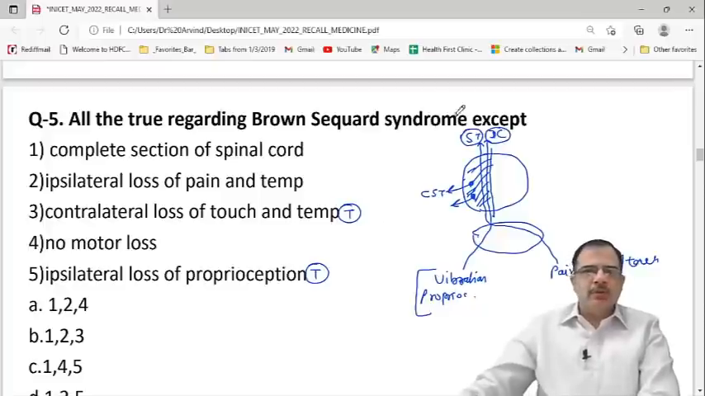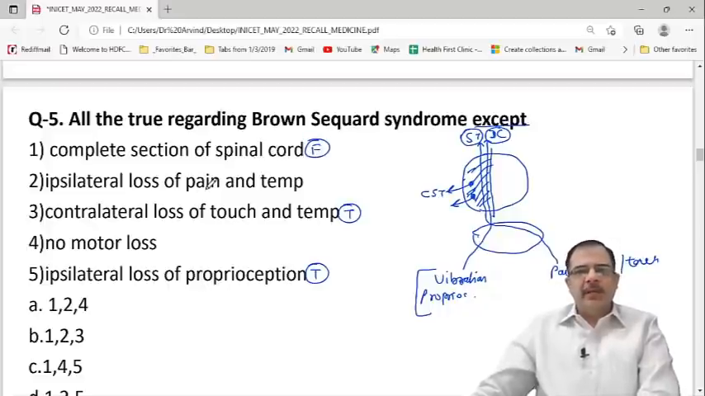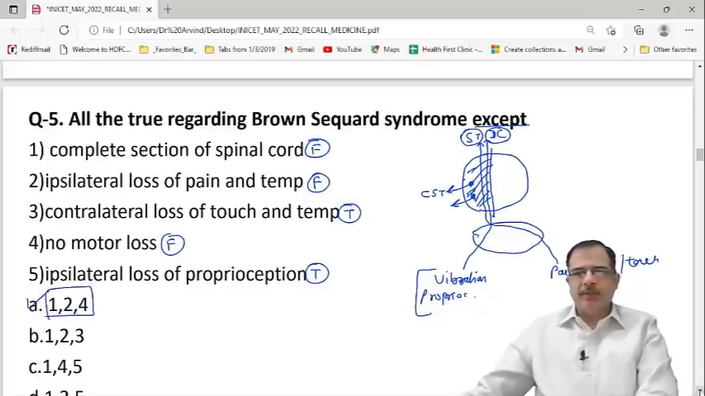What is false? They are asking about the except. So, except is complete section of the cord. No, it is a hemisection. So this is a false statement. Ipsilateral loss of pain and temperature. No, it is a contralateral loss. As you can see from this diagram, motor loss, it is seen, it is also false. So 1, 2 and 4 are false. So the answer here will be A option.